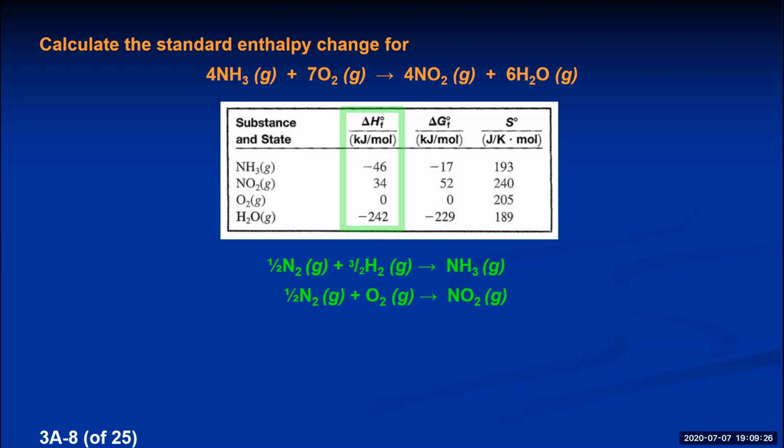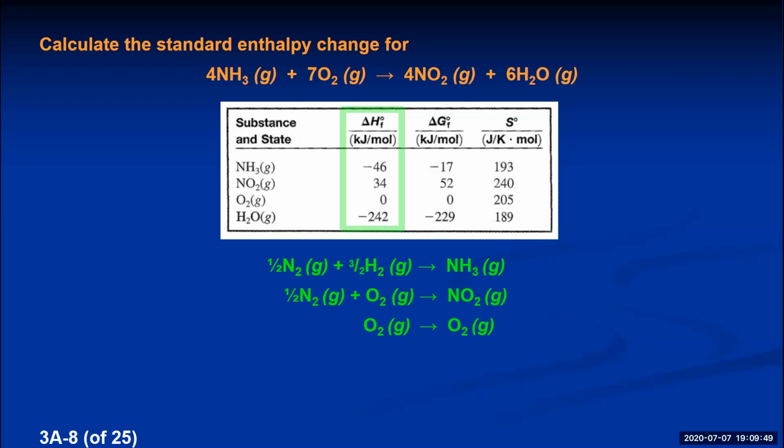Oxygen's delta H naught sub F is 0. And that should make sense why that is. What's a formation reaction for oxygen? It's the reaction that forms 1 mole of O2 from the only element making it up in its elemental state, in its standard state, which is O2. So how much energy does it take to make O2 gas turn into O2 gas? It doesn't take any. Nothing happened.